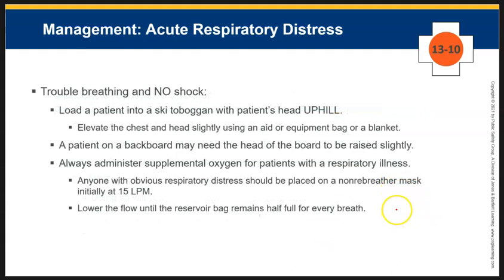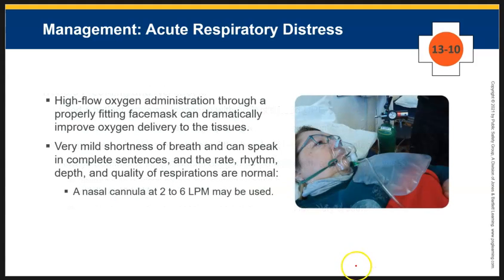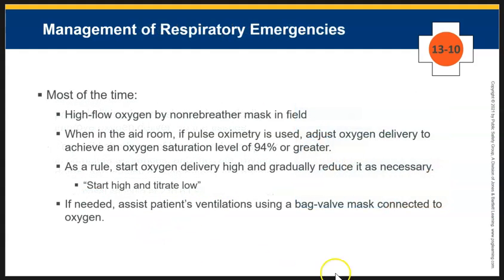If they have trouble breathing and no shock, we can load them into the patient head uphill and administer supplemental oxygen. Someone in obvious respiratory distress will be placed on oxygen with a non-rebreather mask at 15 liters per minute. High flow oxygen through a properly fitting non-rebreather mask can dramatically improve perfusion. Very mild shortness of breath may be treated with a nasal cannula set at 2 to 6 liters per minute. Most of the time, high flow oxygen by the non-rebreather mask at 15 liters per minute.